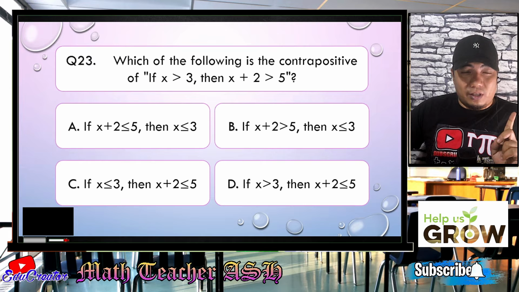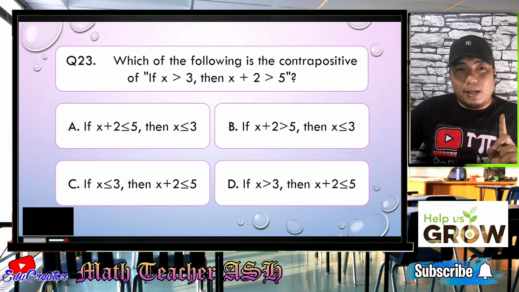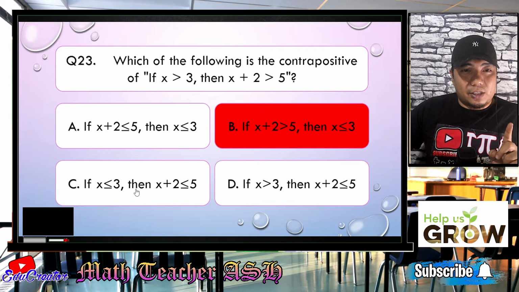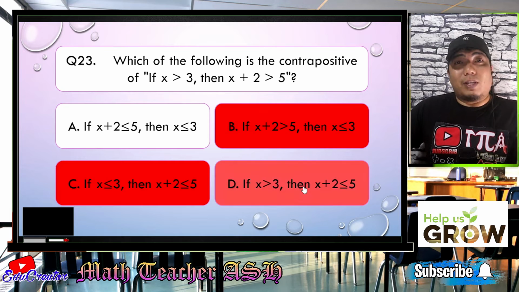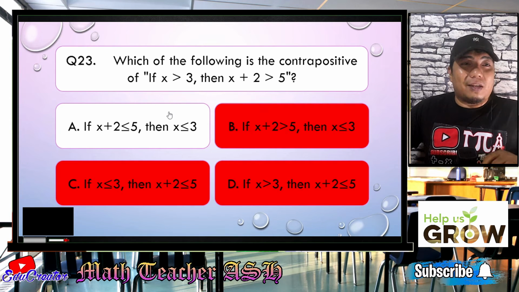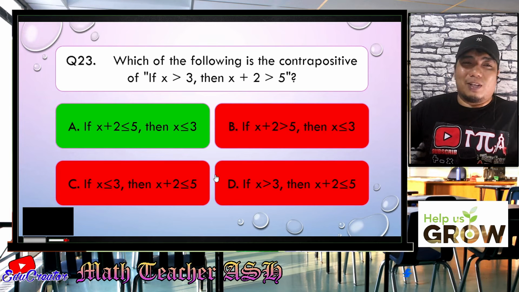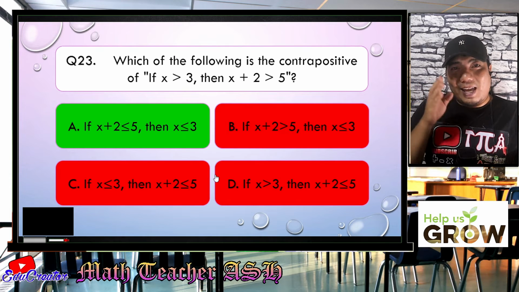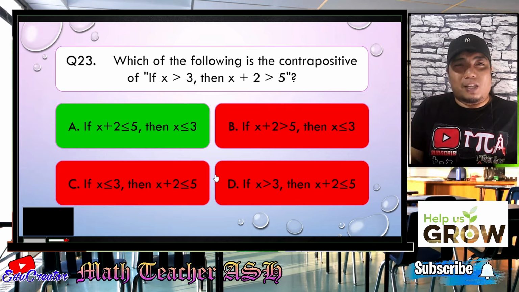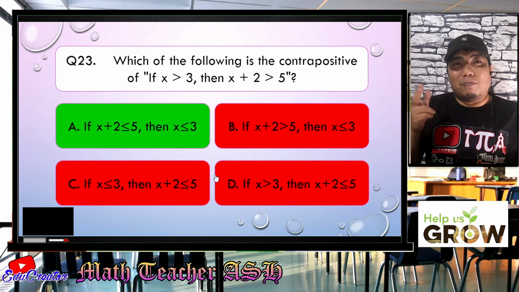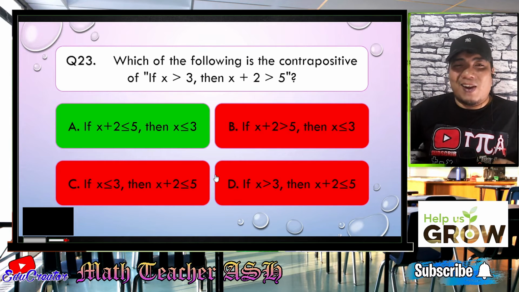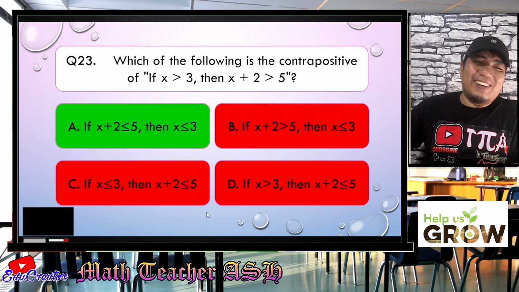Okay, so letter A is correct for the first statement. Letter B is wrong. Letter C is wrong. And letter D is already wrong. So we already got the correct answer, my dear math learners. That is letter A. Easy, right? So if it is if A, then B, then for the contrapositive, it would be if not B, then not A. Very easy.